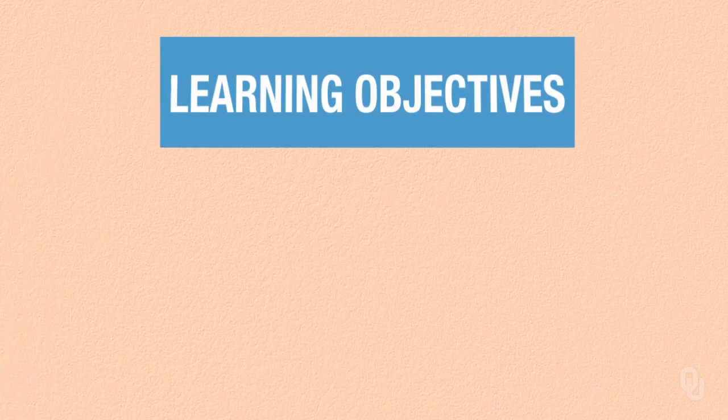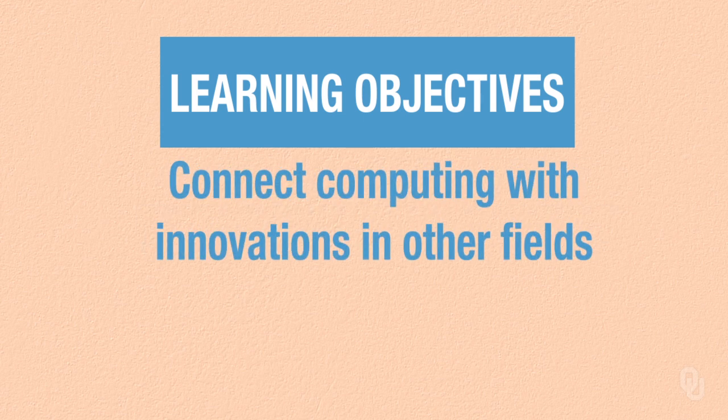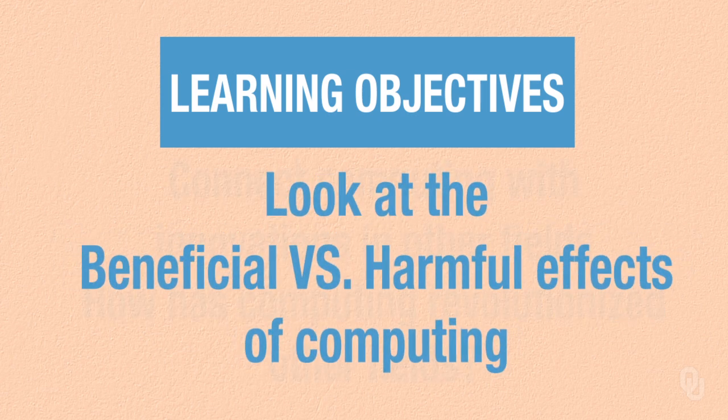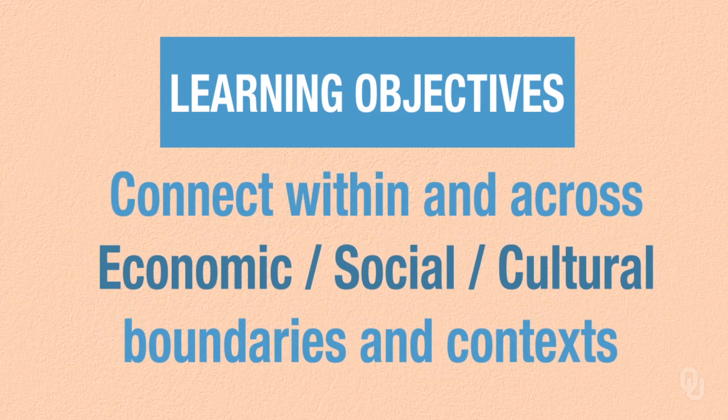The learning objectives for this module are focused on learning about the impact of computing on our lives. So the first learning objective is that we want to be able to connect computing with innovations in other fields. So we will talk about how computing has really revolutionized fields beyond computer science. The second is to look at the beneficial and the harmful effects of computing. And the third is to connect computing within and across economic, social, and cultural boundaries and contexts.